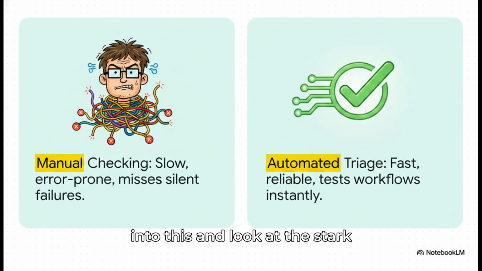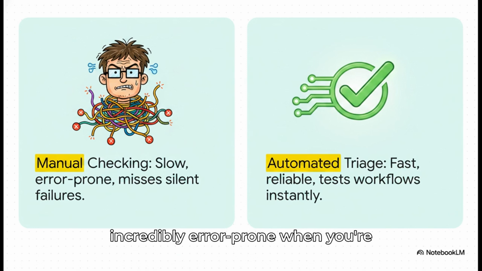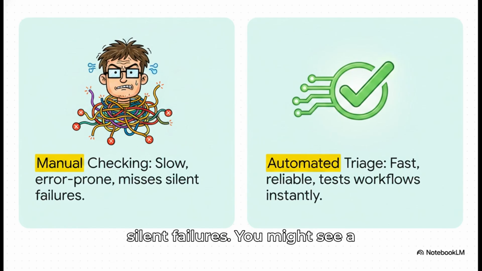Okay, let's dive into this and look at the stark contrast between your options here. On the one hand, we've got manual checking. It's slow, it's incredibly error-prone when you're panicked, and honestly, the worst part is that it entirely misses silent failures. You might see a success message and just assume things are fine, completely missing the deeper issue.